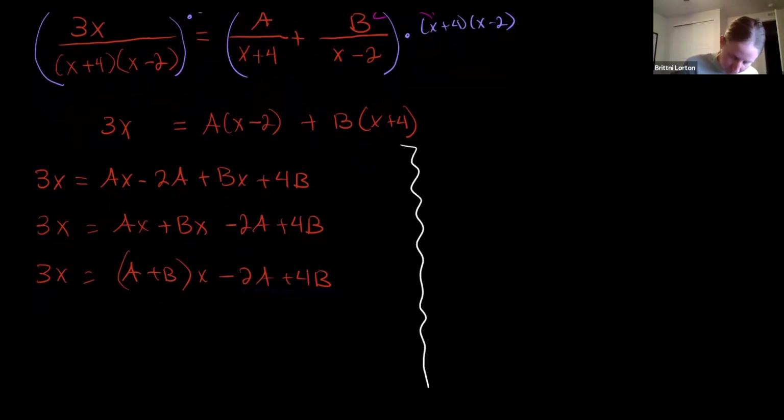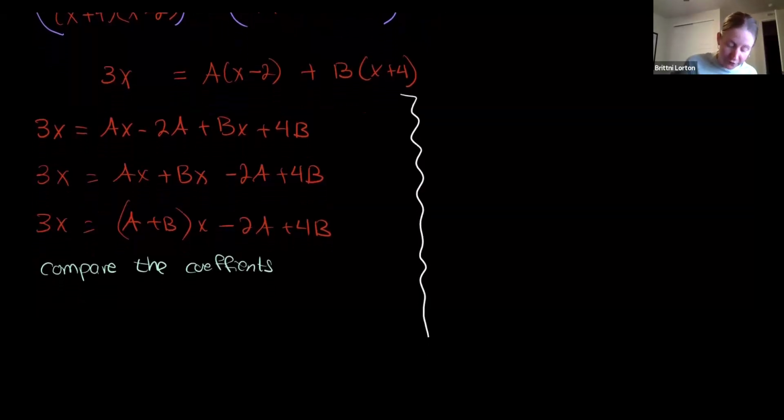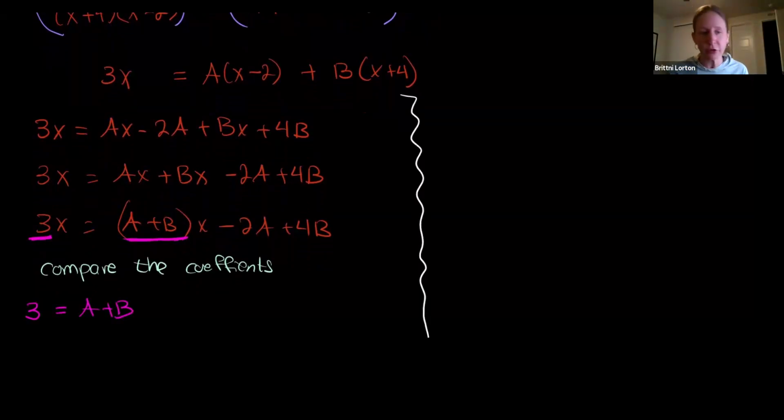Then, and this is the important part of this method, kind of the name of this method, is to compare the coefficients. So now you are going to compare the coefficients, and I'm going to write these in a different color to help you visualize this. On the left, the coefficient of x is 3. On the right, the coefficient of x is a plus b. So I need to equate those coefficients. They have to be equal in order for this equal sign to be true.